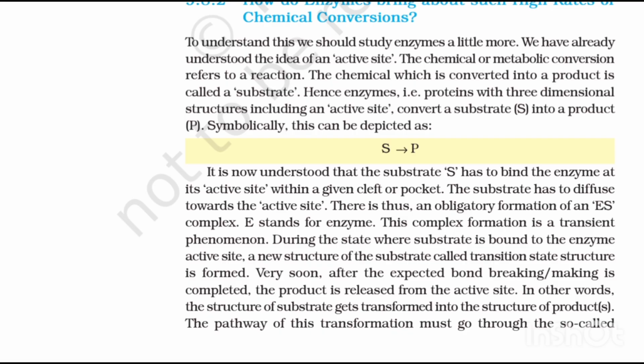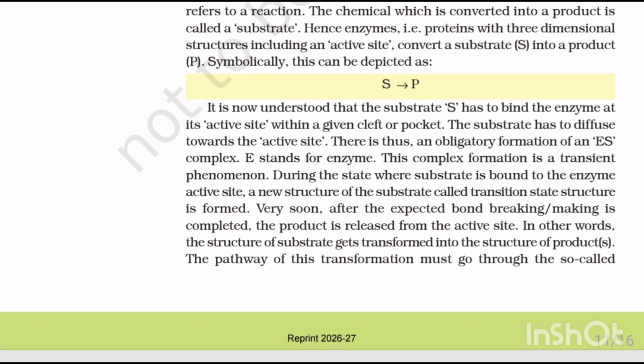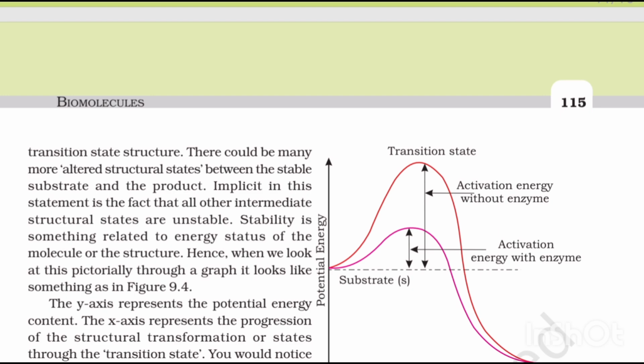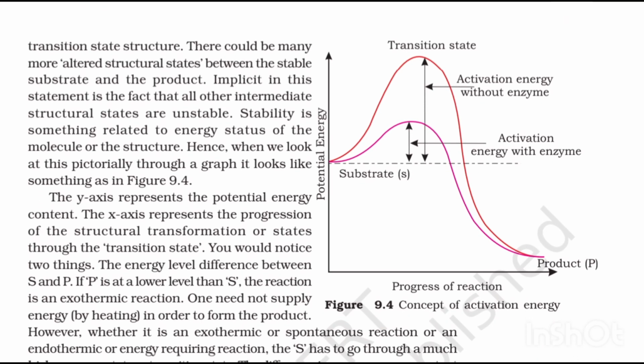In other words, the structure of substrate gets transformed into the structure of products. The pathway of this transformation must go through the so-called transition state structure. There could be many more altered structural states between the stable substrate and the product. Implicit in this statement is the fact that all other intermediate structural states are unstable. Stability is something related to energy status of the molecule or the structure. Hence, when we look at this pictorially through a graph, it looks like something as in figure 9.4.